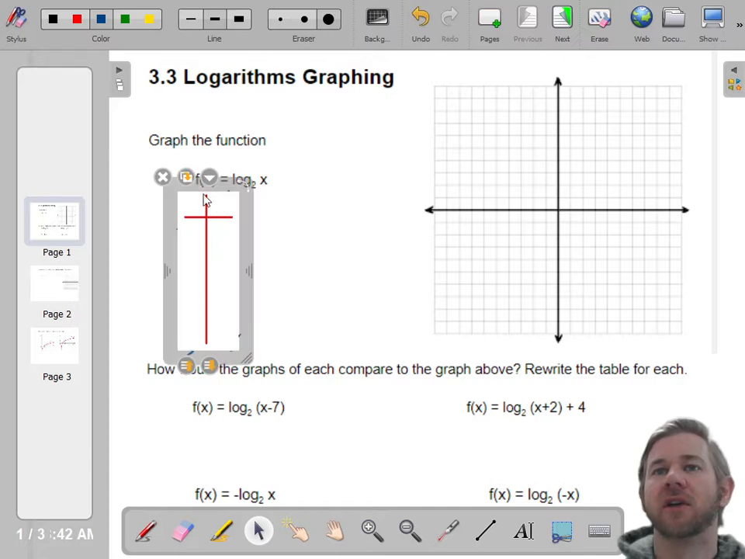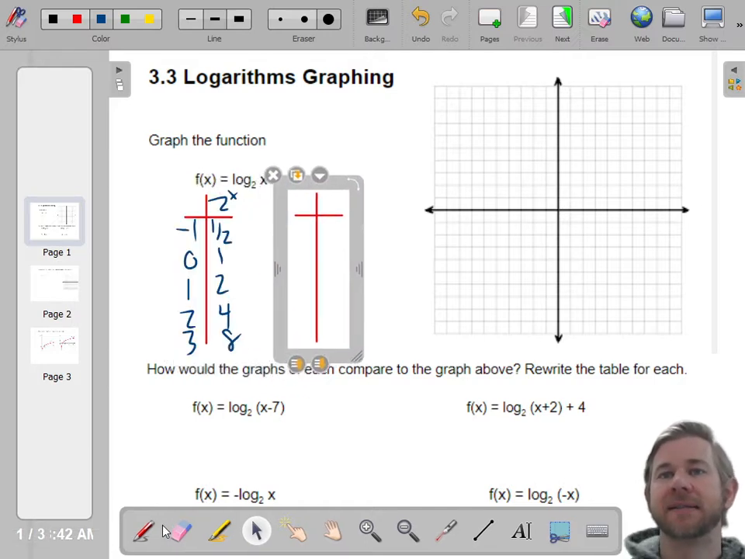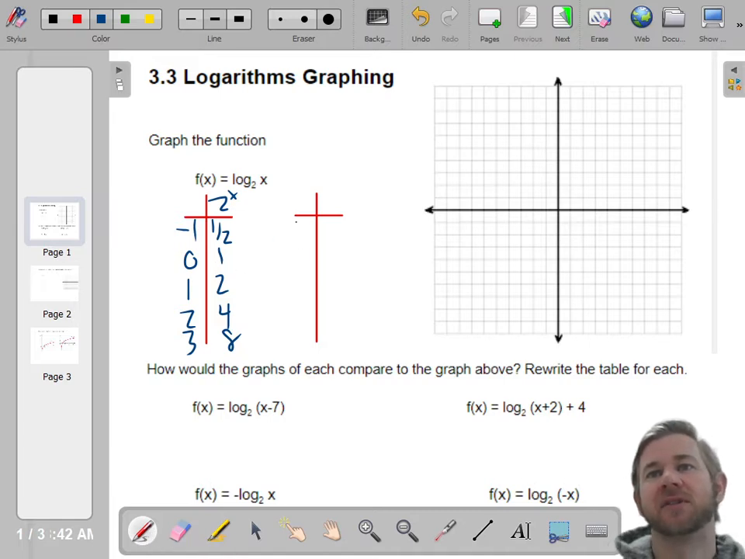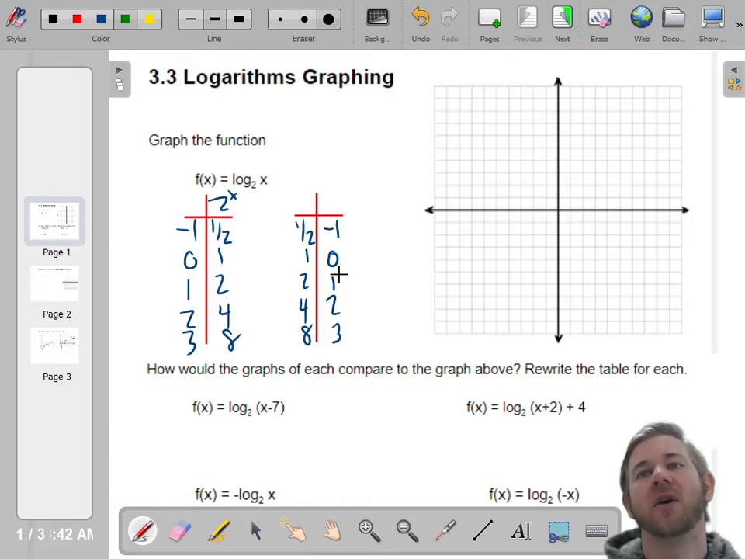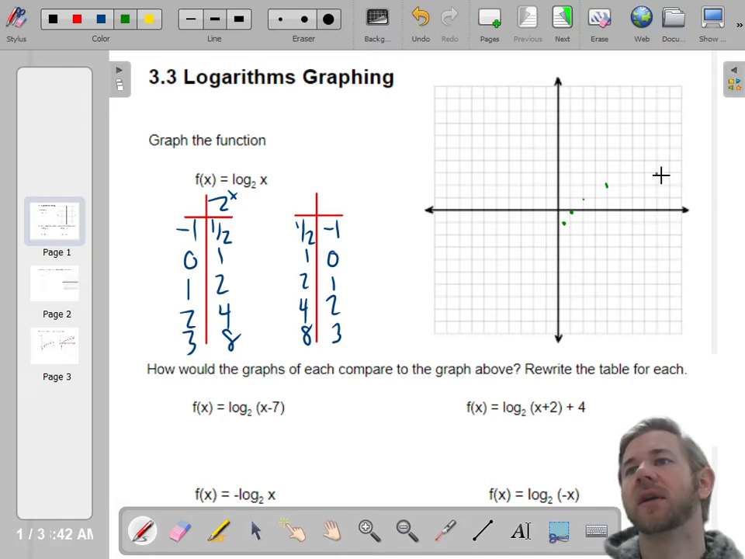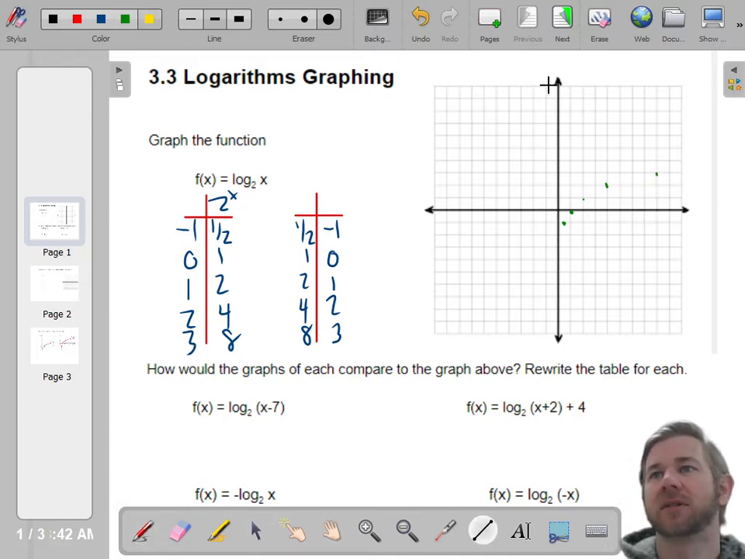But if I want to graph a logarithm, what I'm going to do is take the inverse, which means I flip all the inputs and the outputs. So now this is 1/2, 1, 2, 4, 8, and this is going to be my outputs. -1, 0, 1, 2, 3. So if I say graph the base 2 logarithm of x, here's your table. 1/2 is at -1, 1, 0, 2, 1, 4, 2, and 8, 3. There you go. There is an asymptote on the y-axis.